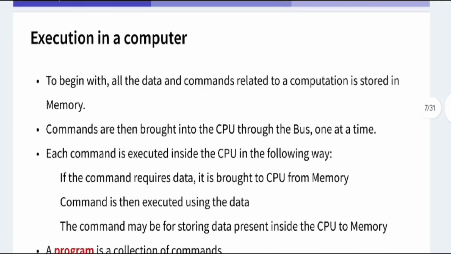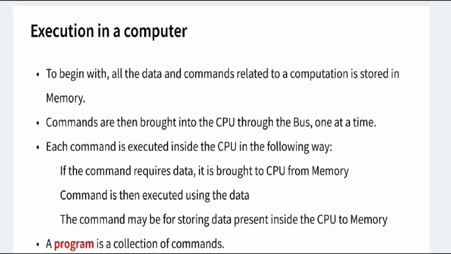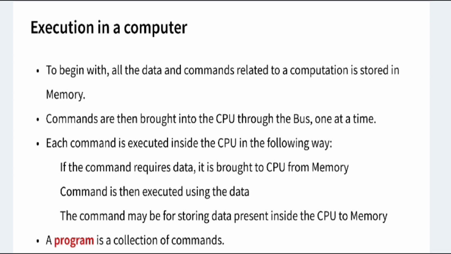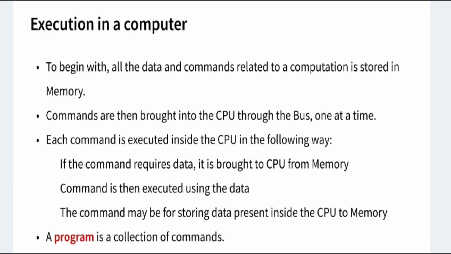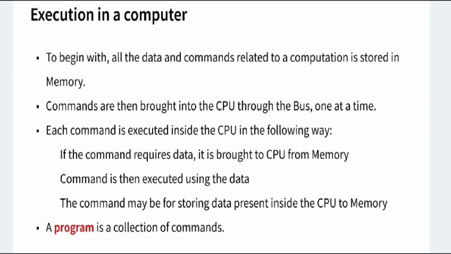And execution in a computer. To begin with, all the data and commands related to the computation are stored in memory. Commands are then brought into the CPU through the bus, one at a time. Each command is executed inside the CPU in the following way. If the command requires data, it is brought to the CPU from memory. The command is then executed using the data. The command may be for storing data present inside the CPU to memory. A program is a collection of commands.